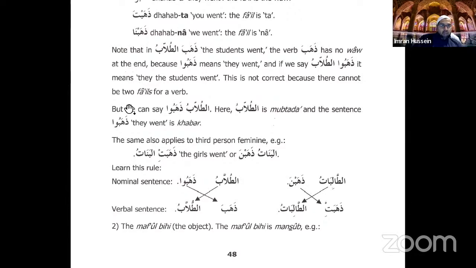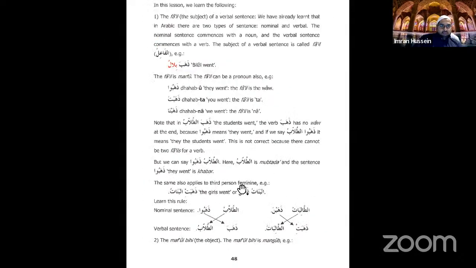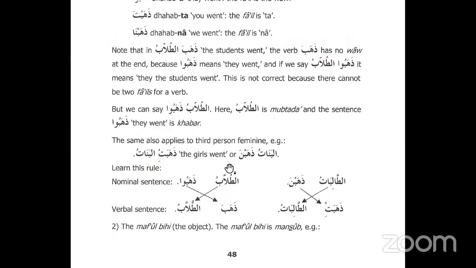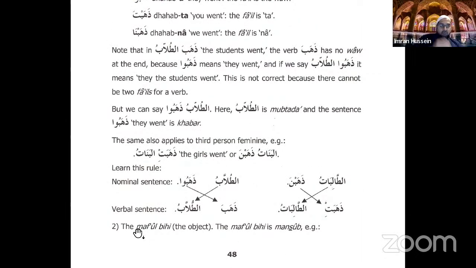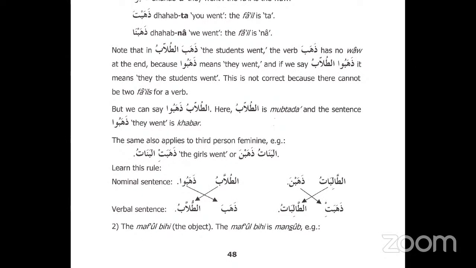Okay, right. Doctor, can you continue, please? Yeah, okay. So number two, the same. Learn this rule, the nominal sentence and the verbal sentence that you just described. And then number two, the ma'ful bihi, the object. The ma'ful bihi is mansub, for example.